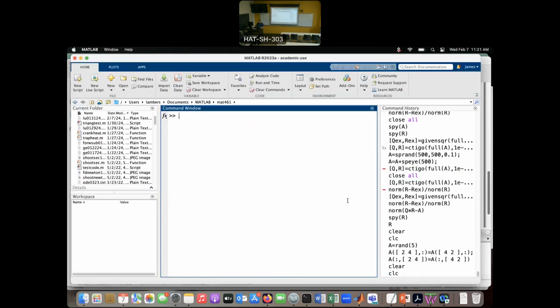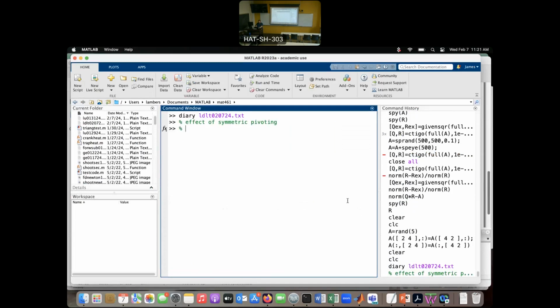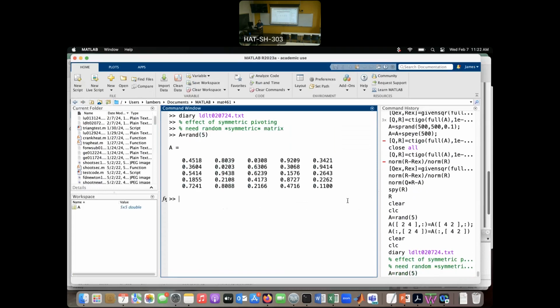Okay, I'm going to create a new diary, to look at the effect of symmetric pivoting. I need a random symmetric matrix. So first I'll create just any old random matrix that's 5 by 5.